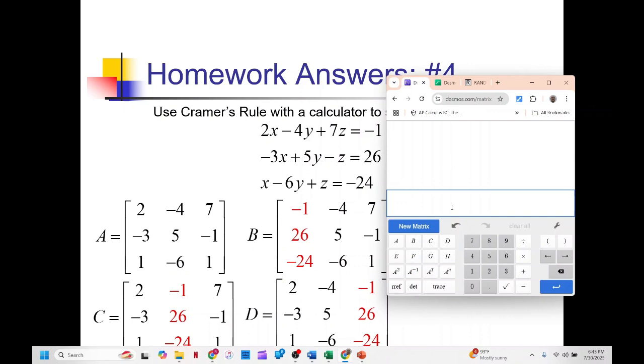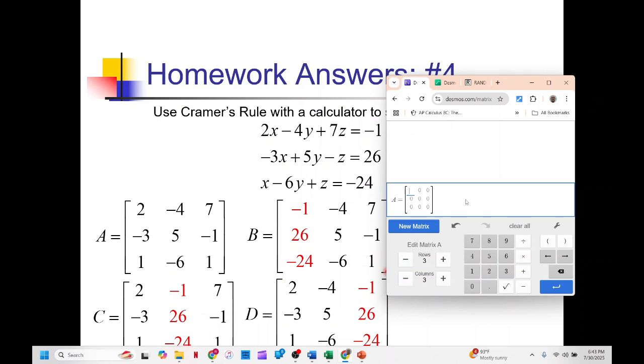So in the matrix calculator, I'm going to do a new matrix for A, and I'm going to make that a 3 by 3, and I'm actually going to do that for all of these I put in. Defaults to 2 by 2. So here's my A matrix. Let's see what else. We got -3, 5, -1, 1, -6, and 1. New matrix. Here's my B matrix, and that's going to be -1, -4, 7, 26, 5, -1, -24, -6, 1.